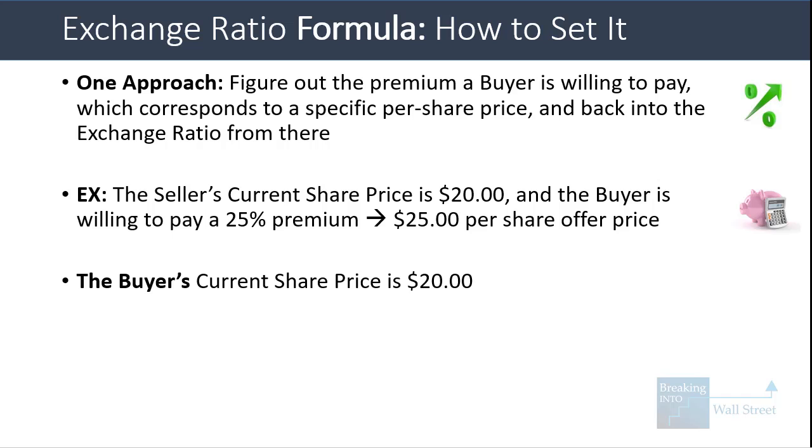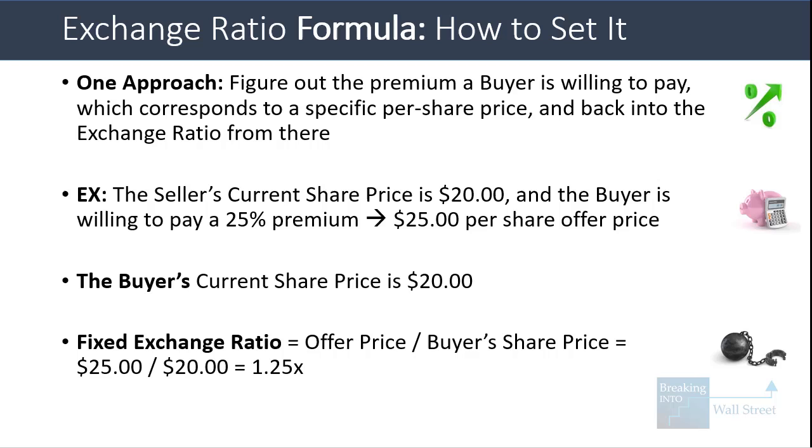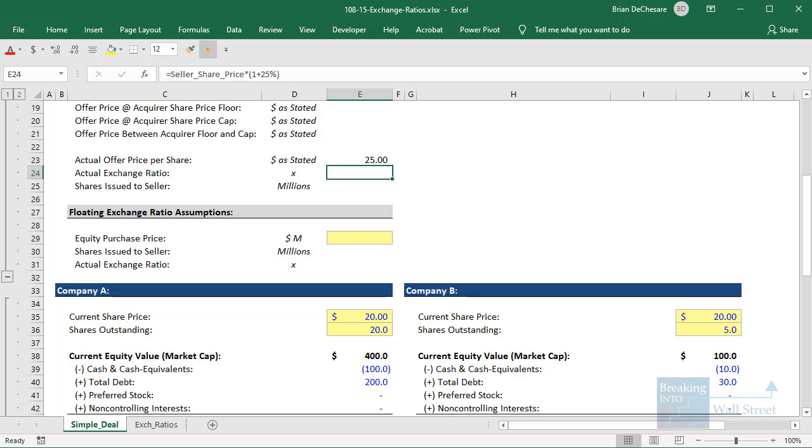Now, the buyer's share price, company A's share price here, is $20. And the formula for the exchange ratio is that you take the offer price per share and you divide by the buyer's current share price. So in this case, it would be $25 divided by $20. Let's go back into Excel and enter this. So for the exchange ratio here, I'm going to take the $25 per share offer price, and then we'll divide by the buyer's current share price of $20. That gets us our exchange ratio of 1.25x.